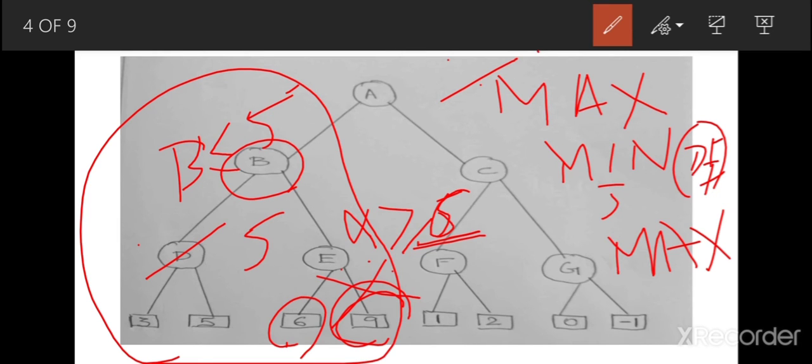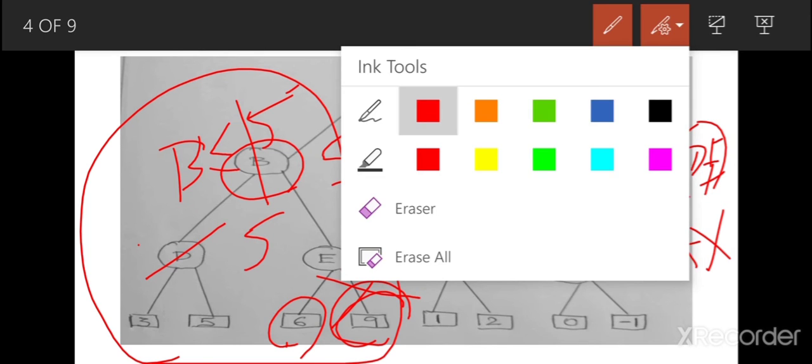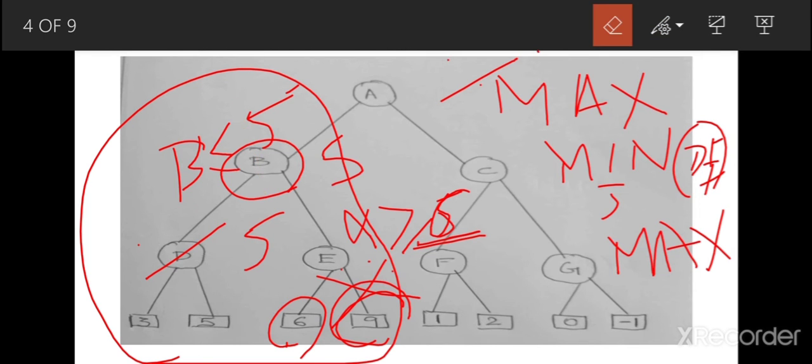So the D and E. D's value is 5 and E's value is 6. So the minimum of 5 comma 6. What is the minimum of 5 comma 6? 5. So node B is 5 now. Is that clear? Node B is 5 now.